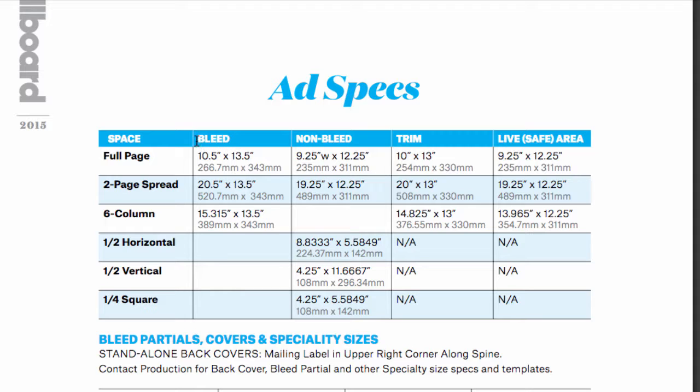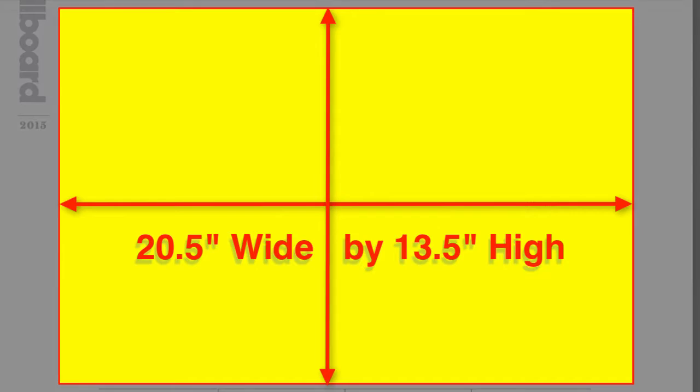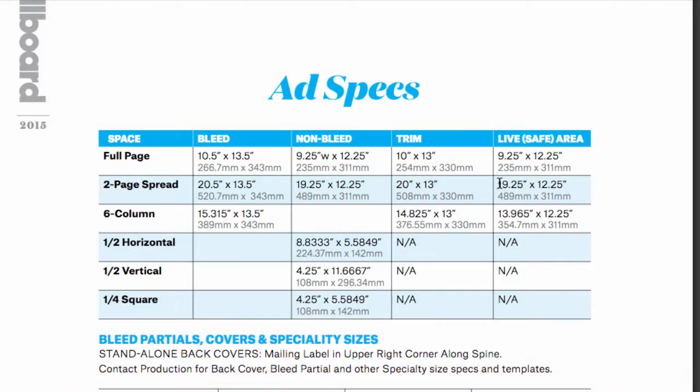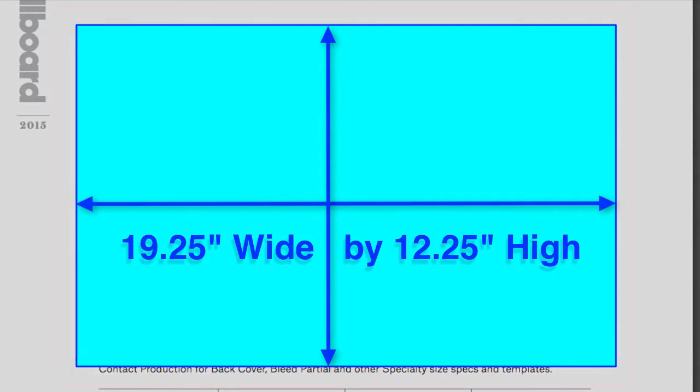Now be aware of the bleed and the live safe area. What we're looking for is the actual dimension of the paper. In this case, a 2-page spread is going to be 20.5 inches by 13.5 inches in height. The actual area that we're going to see, known as the non-bleed or the live safe area, is going to be 19.25 inches by 12.25 inches high.